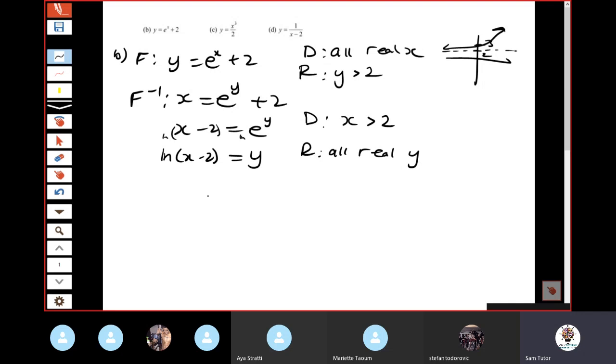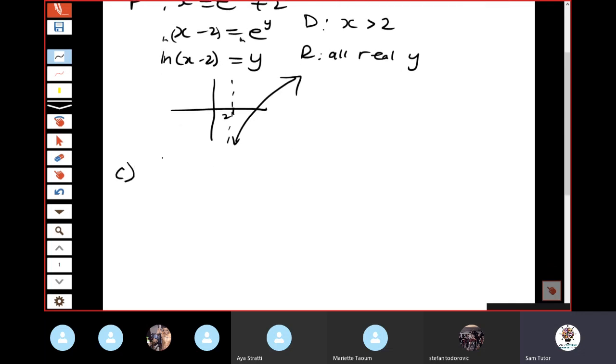So if I had to draw that, it'll look like this. We're going to do that next, but it'll just look like this. There is the asymptote at 2. Shift it to the right 2. And then both the top and bottom work. So all real y, and then x must be greater than 2. Okay. Any questions?